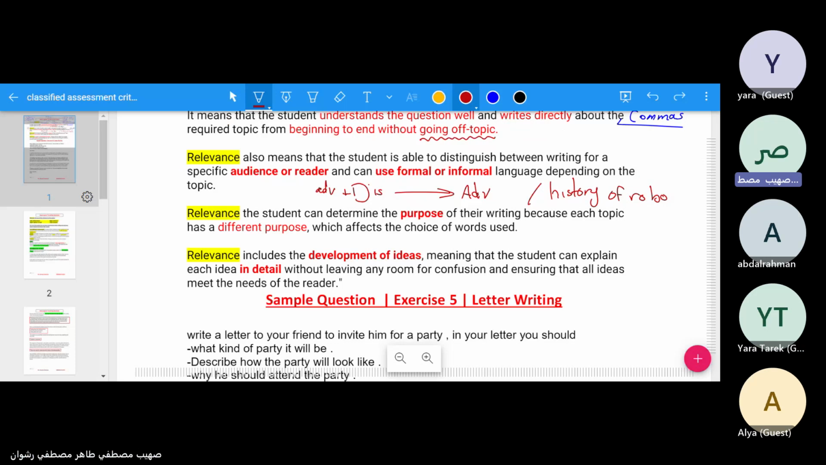Yes, exactly. So also relevance means what? You can use the formal and informal language accurately. If the question is about writing a letter to a friend, it means you use what? Informal language. If you are writing to the editor or the manager or your boss in the company, it means you must use formal language.